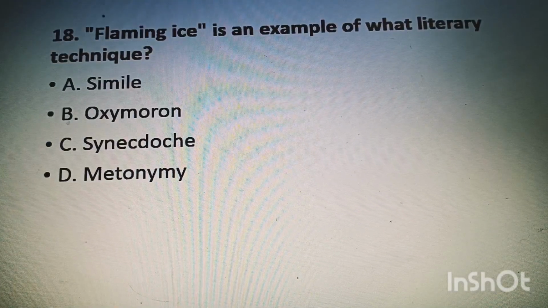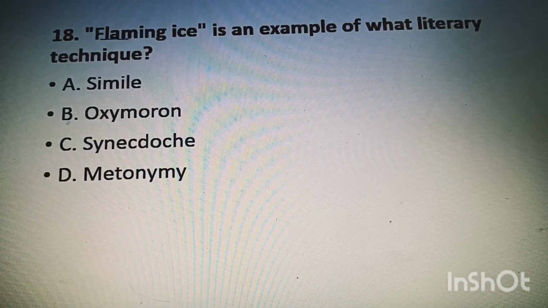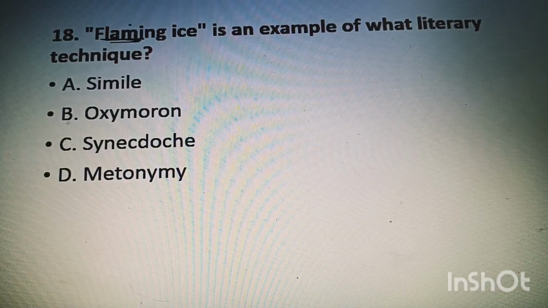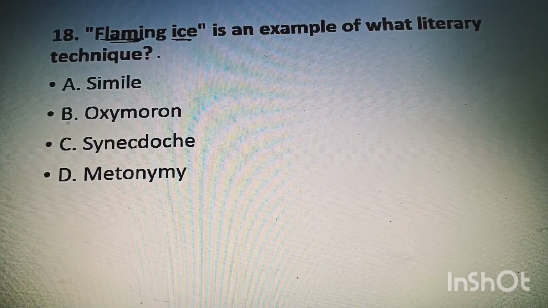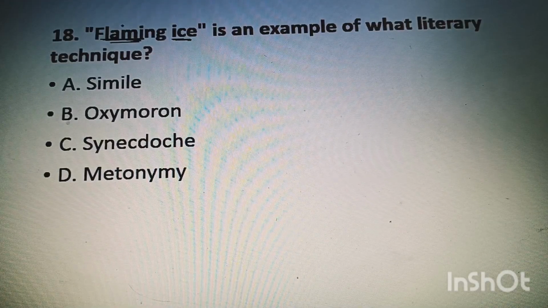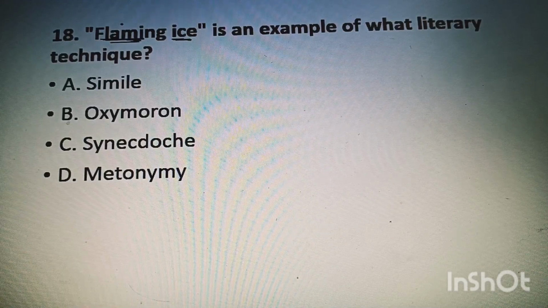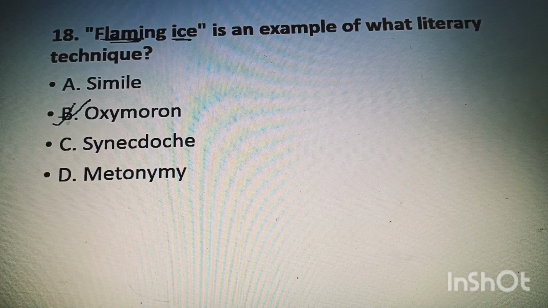Question number 18. Flaming ice. See, flame, this is hot. Flame means आग की लपटें. Ice, बर्फ, is an example of what literary technique? So we have already discussed when two opposite words or phrases or ideas are used, that is called oxymoron. Oxymoron.